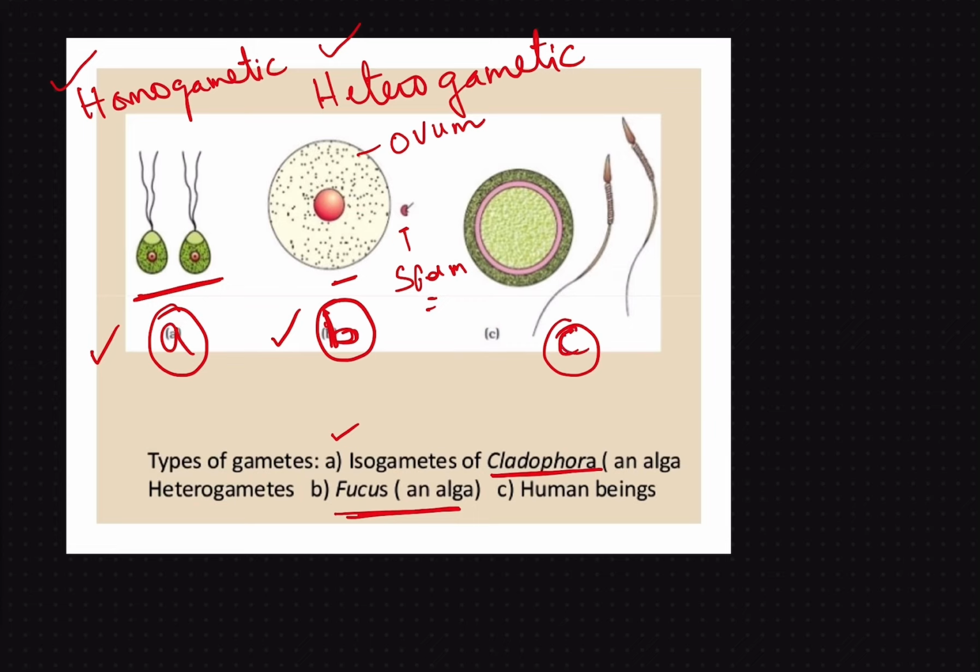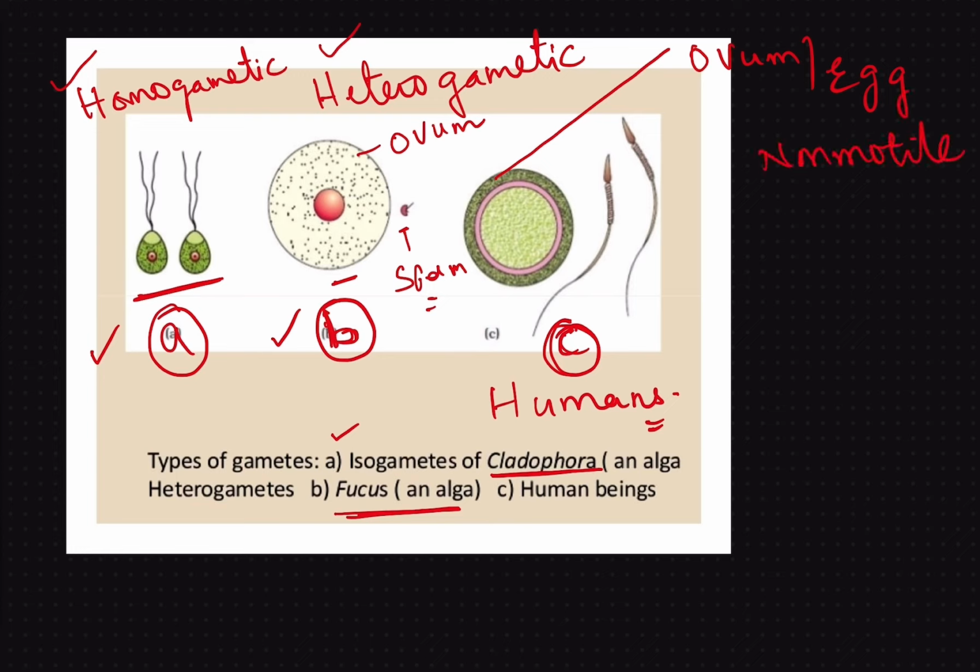And if you take the case C, this is an example of oogamy in humans. Here you have the large non-motile ovum or the egg, which is non-motile, and the small motile sperm, otherwise called as anthrozoid, right. So, this is how in this diagram you can identify them very easily.